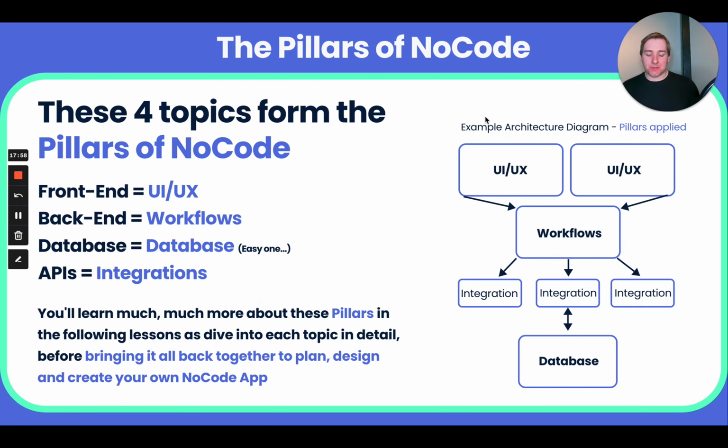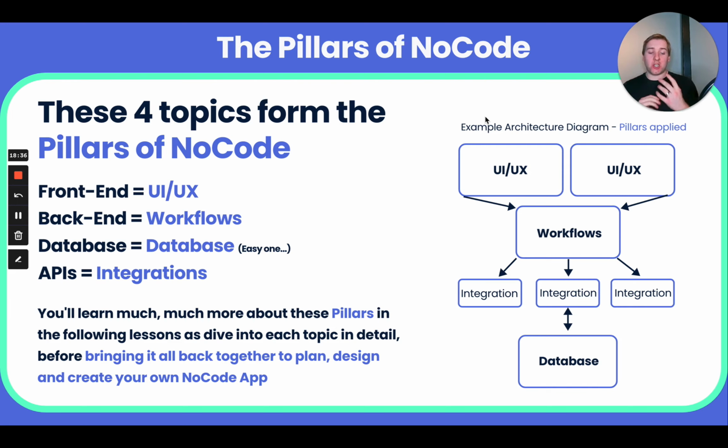And so these 4 topics form the pillars of no code. And because of the pillars, I have slightly different phrases for them. So if we consider front-end, back-end, database and APIs to be programming type phrases, let's then assign them a no-code, non-technical, more understandable phrase. So a front-end we're going to call user interface and UX, or shortened UI and UX. A back-end we're going to call workflows. A database, we're going to call it a database, pretty easy. And APIs we're going to refer to as integrations.